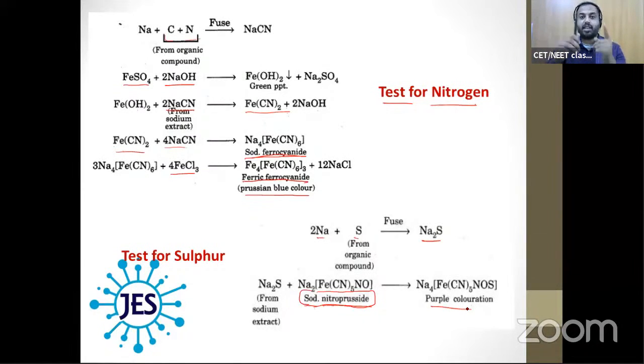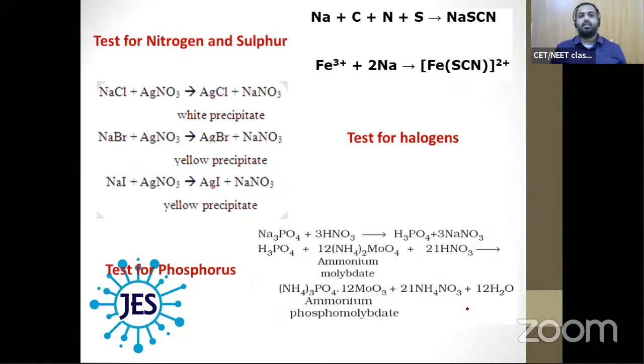What if both sulfur and nitrogen are present? Check this. Test for nitrogen and sulfur. If both are there, you treat the compound which has SCN. Let me write it. It has to be SCN, NaSCN. This compound is made to react with ferric ions, ferric chloride, that forms a blood red colored precipitate. That indicates the presence of both sulfur and nitrogen.